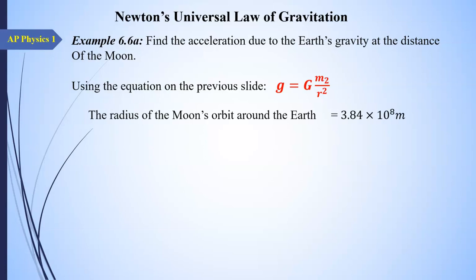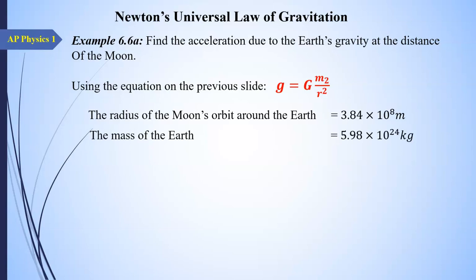Technically it's from the center of the Earth to the center of the moon, or even more technically, from the center of mass of the Earth to the center of mass of the moon. Again, both the moon and the Earth are a little bit lopsided. We won't go into why that is right now, but they are.